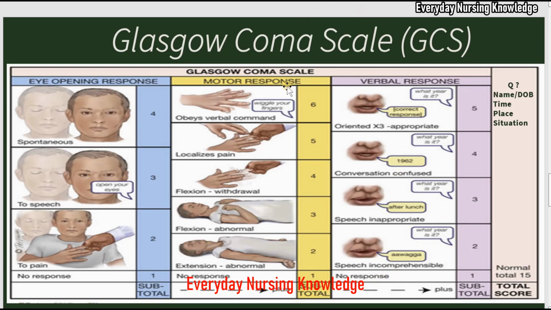Now coming to motor response. In motor response, you give a score of 6 if the patient is able to follow any motor command. For example, you can tell the patient to lift their arm or leg, or wiggle their toes or fingers. If the patient obeys these motor commands, you give a score of 6.